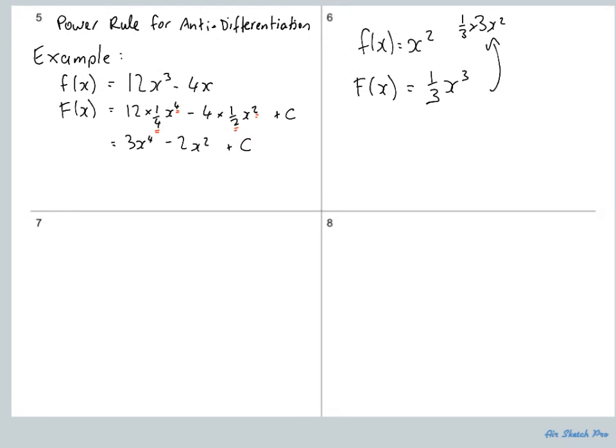So in general, I'm just going to squeeze it onto this slide. I think it would be okay. In general, if f of x equals x to the power of n, then big F of x, the antiderivative, would be 1 on n plus 1 times x to the power of n plus 1.